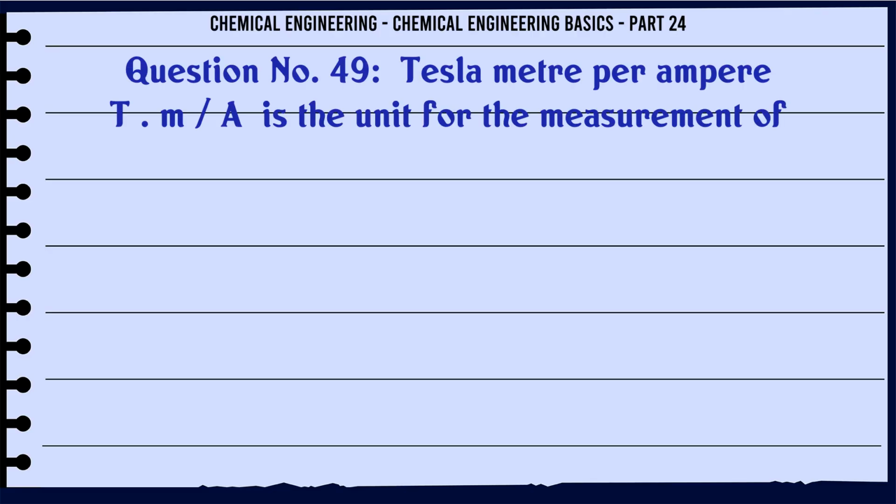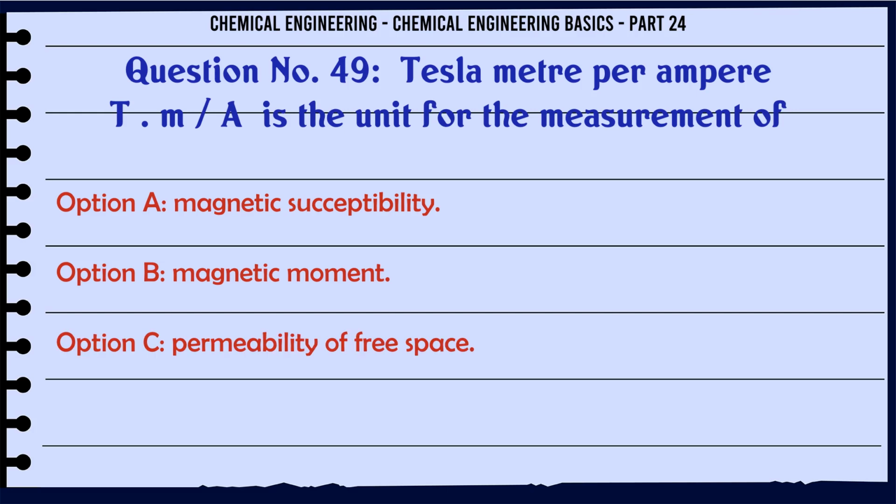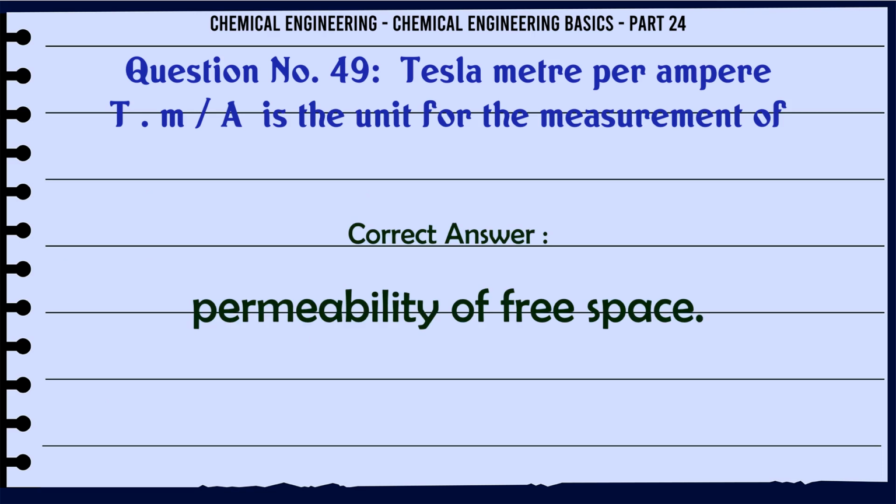Tesla meter per ampere, T.m/A, is the unit for the measurement of A. Magnetic susceptibility, B. Magnetic moment, C. Permeability of free space, D. Flux density. The correct answer is permeability of free space.